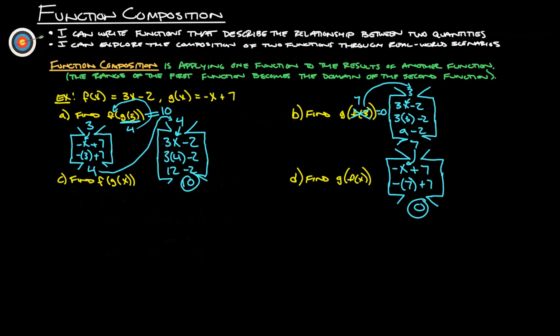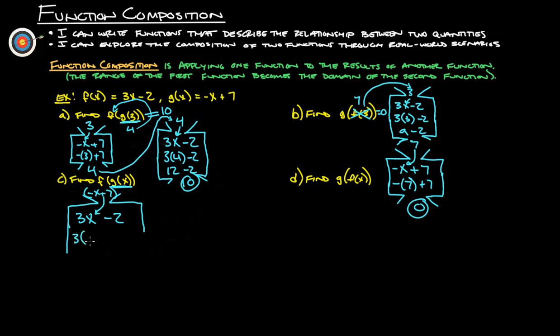So this one, you're not even plugging in numbers, we're just plugging in the x. In a lot of ways this is a little bit easier because we already know what g of x equals. G of x is simply negative x plus 7, so that's what's going to go into the f machine. The f is 3x minus 2, so this negative x plus 7 goes in for this x right here.